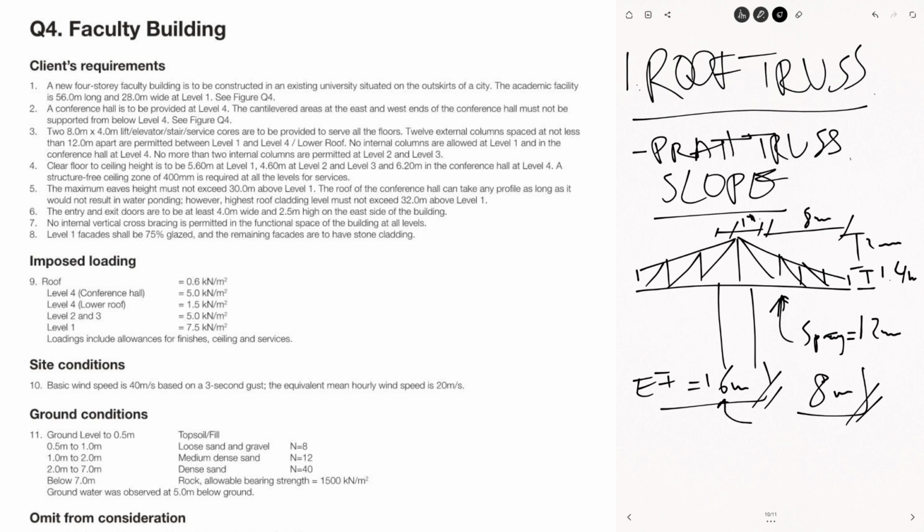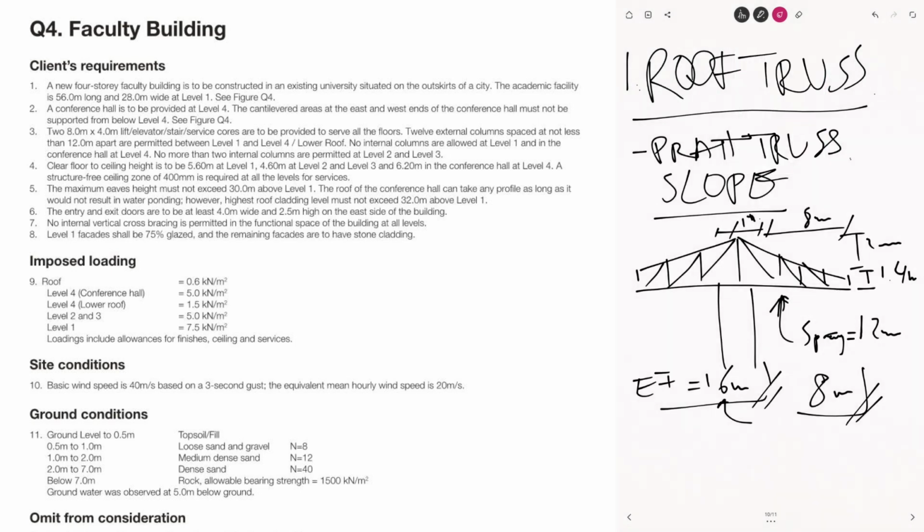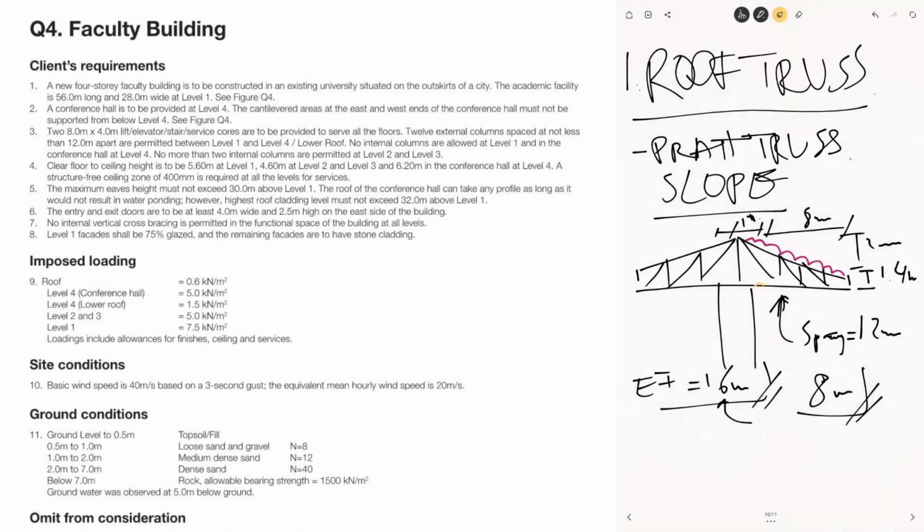So we need to calculate the load applied on the roof truss, and for that, let's draw it here. In the cantilever part, which is going to be the worst case scenario, we will have the load applied on the roof. We will also have, I think it was yellow that we used, the load applied on the conference hall, and its weight.